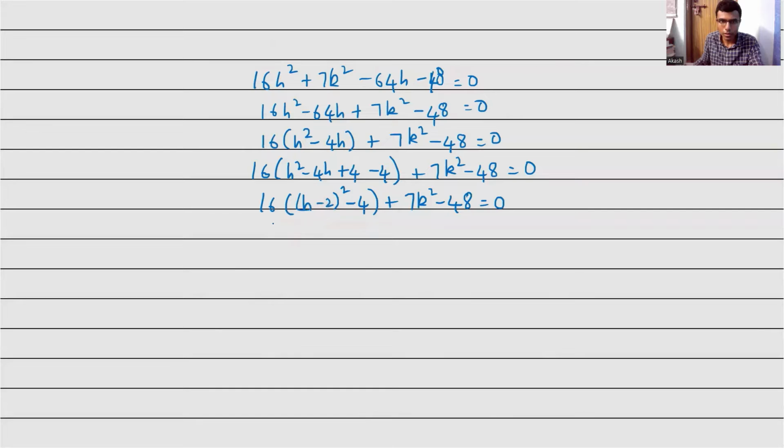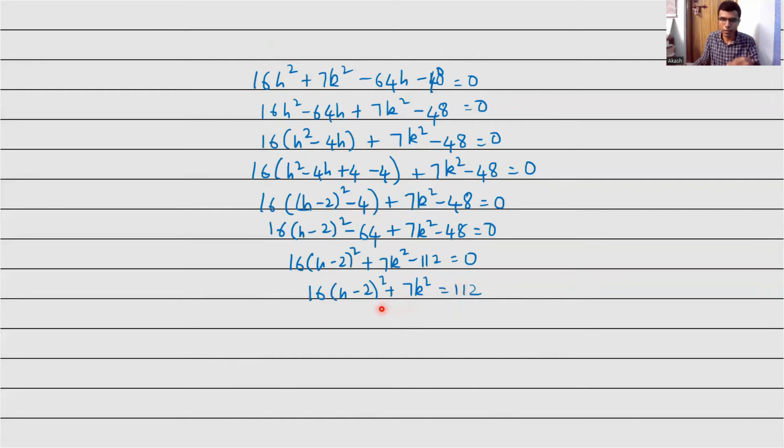Fine. So this would be nothing but, now multiply 16 to these two terms. I get 16 times h minus 2 whole square. 16 into 4 is 64. It's actually minus, so minus 64 plus 7k square minus 48 is equal to 0. Now 16 times h minus 2 whole square, minus 64 minus 48 is going to be minus 112, plus 7k square minus 112 is equal to 0. 16 times h minus 2 whole square plus 7k square, I'm going to send this 112 here. I get is equal to 112.